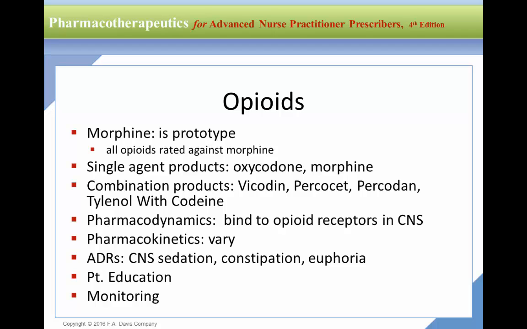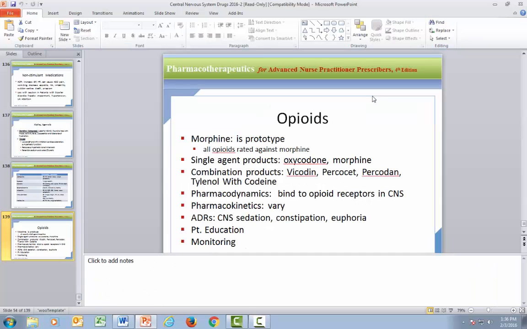And we're not going to discuss opioids because they will be discussed next class in headaches. So this will be the end of this topic.